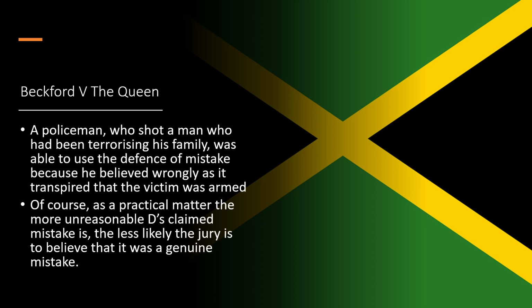In Beckford v The Queen, so this is a case from Jamaica, and this is a Commonwealth decision, a policeman here who shot a man who had been terrorising his family was able to use the defence of mistake when he wrongly believed, as it transpired, the victim was armed. He thought he was armed, but he wasn't. Now, of course, as a practical matter here, the more unreasonable a defendant's claimed mistake is, the less likely a jury is to believe the mistake. So we just have to, in that situation, ensure a jury believes it.